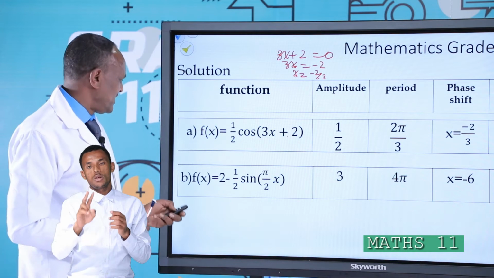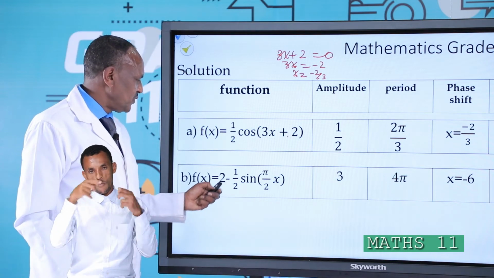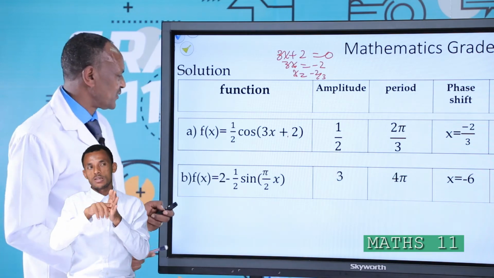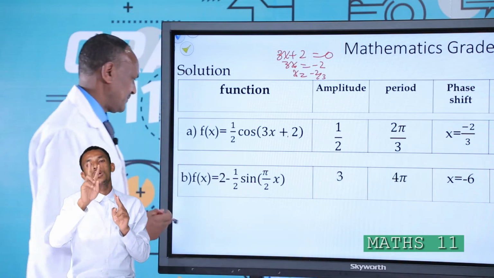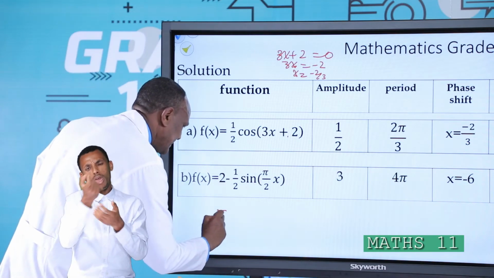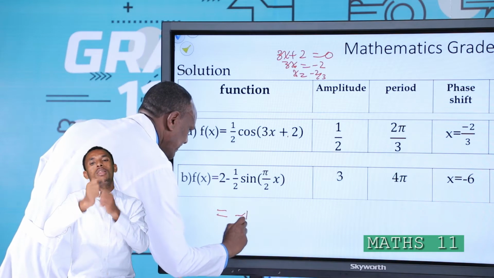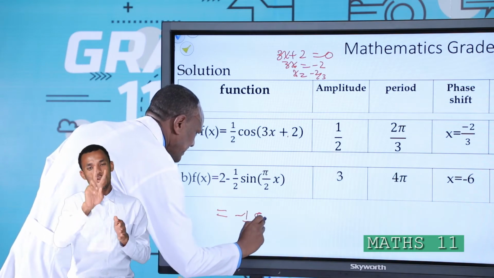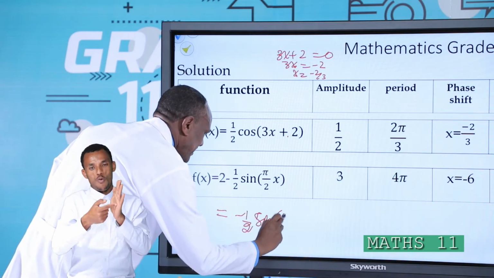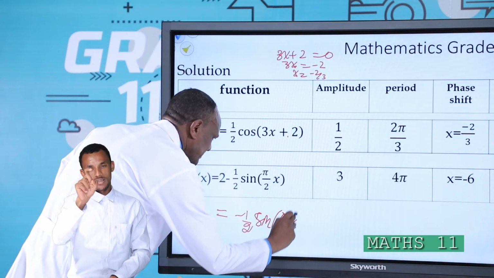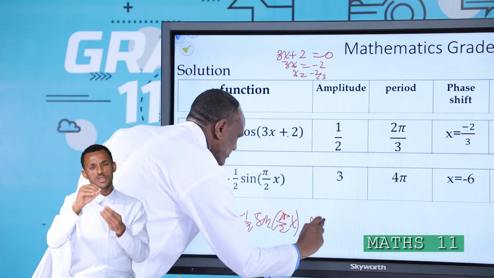When you are coming to b, f of x equals 2 minus half sine of (pi over 2 minus x), it says. This could be written, since addition is commutative, as negative 1 over 2 multiplied by sine of (pi over 2 minus x), the coefficient, plus a constant number 2.